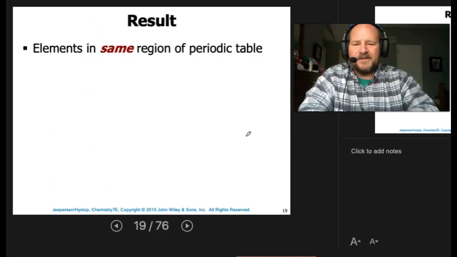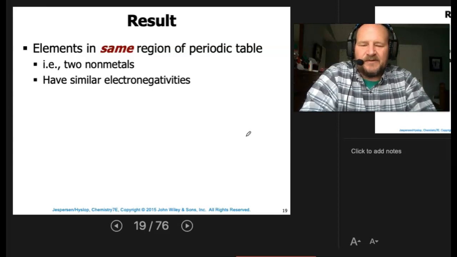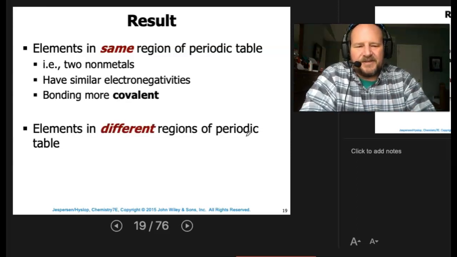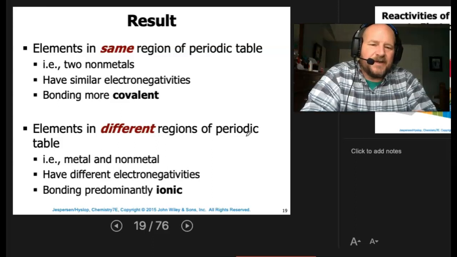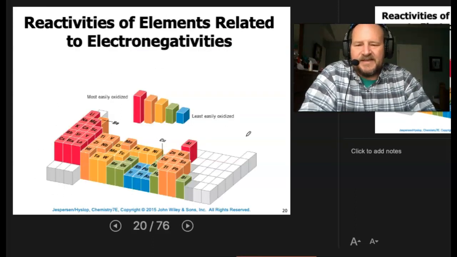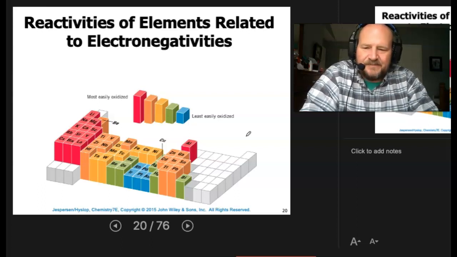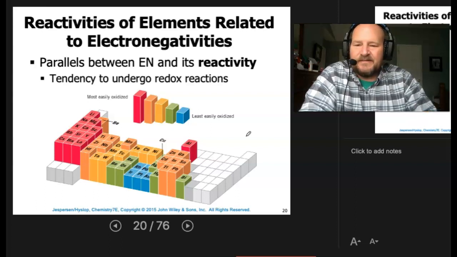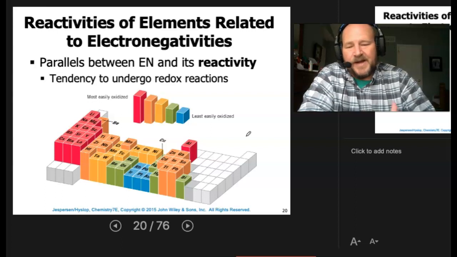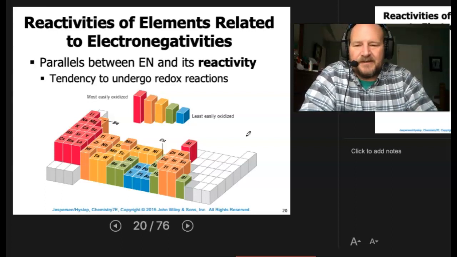All right, so the result in this is elements in the same region of the periodic table. So in other words, if I have two nonmetals, they'll have similar electronegativities. That means you're going to have more covalent character to their bond. Elements in different regions of the periodic table, in other words, a metal and a nonmetal, means we're going to have a higher ionic nature to the bond. So, reactivities of elements related to the electronegativities: most easily oxidized are your ones in red, to least easily oxidized being the transitions. There's definitely a parallel between the electronegativity and its reactivity. If you're starting to notice that, then obviously you're not by yourself. If you didn't notice it, hopefully you'll go back, think about this a little bit, and see, oh yeah, there is a parallel there. The tendency to undergo redox reactions is related to its electronegativity.